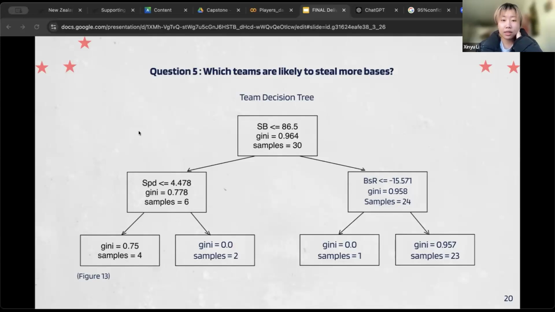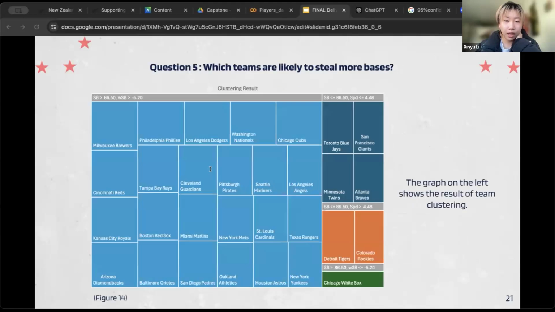Teams with higher speed scores and better base running metrics tend to perform better in stealing bases, which means that the cluster at the right side, this one, the branching path, performs better. The branching path of the decision tree highlights which conditions are most likely to lead to success. And this is the table that we have for decision trees. We group the teams based on their base stealing performance, and each box here represents a team, and the size and the colors of the box represent the cluster that they belong to.